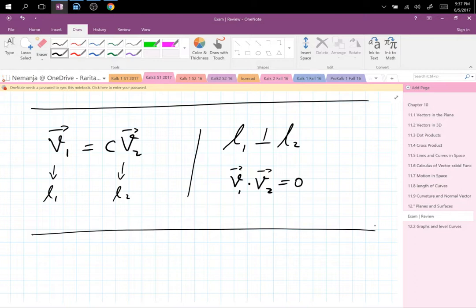Then the parallel one. Can C be any number? Any number from negative infinity to positive infinity. Okay. Not 0, obviously. Any non-zero number.